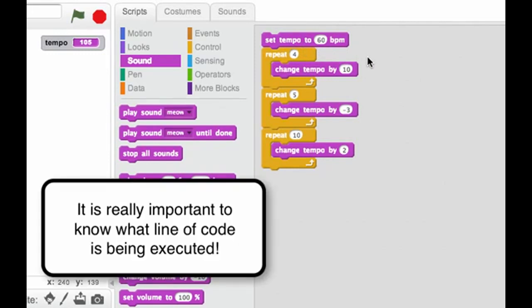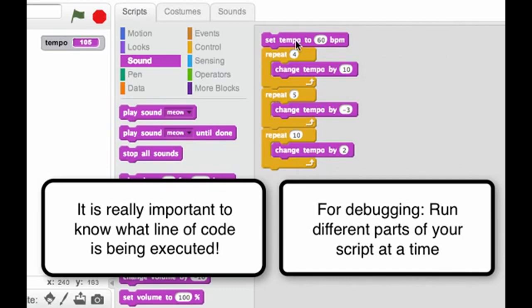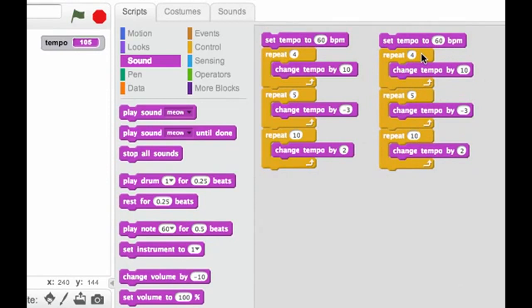So 2 really important things to remember. 1, it's really important to know what line of code is being executed. And 2, it can be really helpful for debugging a script if you run different parts of it at a time. If you have a more complicated script, it can be a good idea to duplicate your script so you don't lose any of your work.